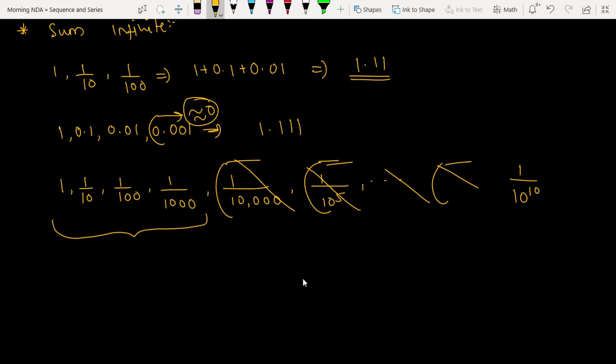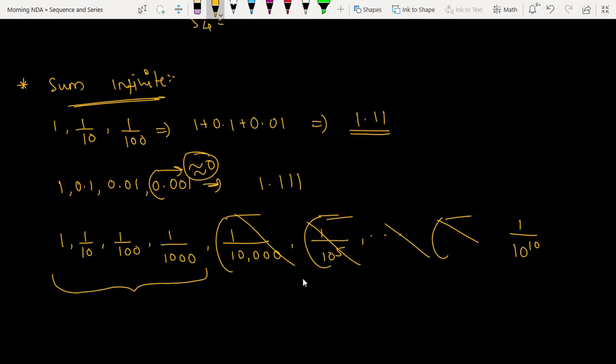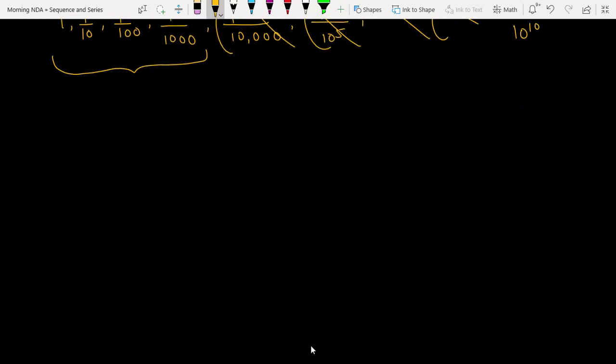So whenever you have this GP with infinite terms where r is less than 1, and we have the infinite series, of course your r is what? It's 0.1 here, and it is an infinite series. So in that case, what will be the sum? The sum is very simple. It is nothing but a upon 1 minus r. A upon 1 minus r.